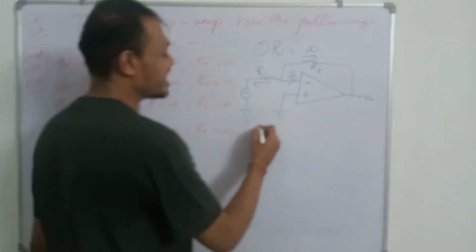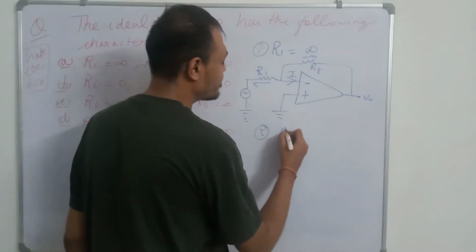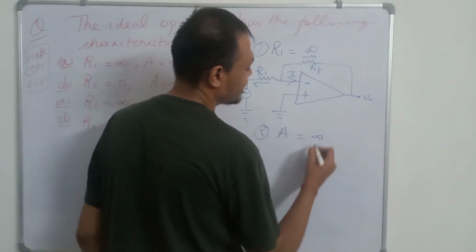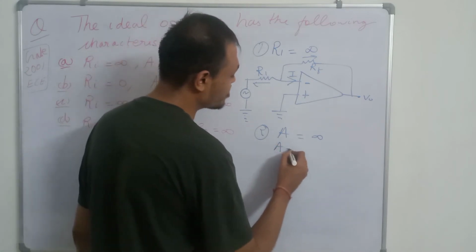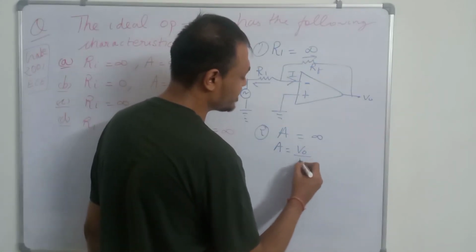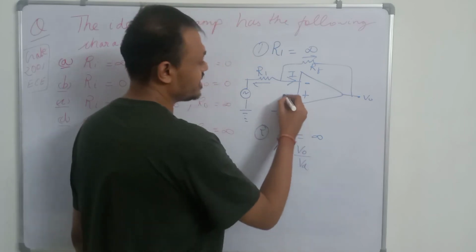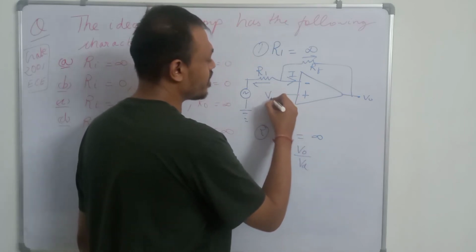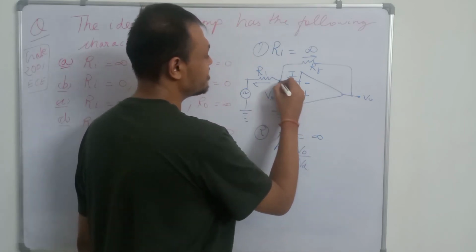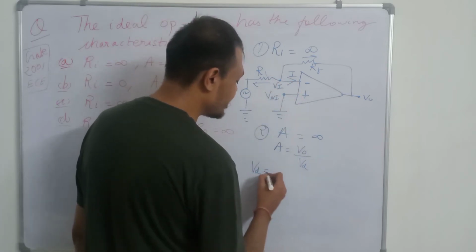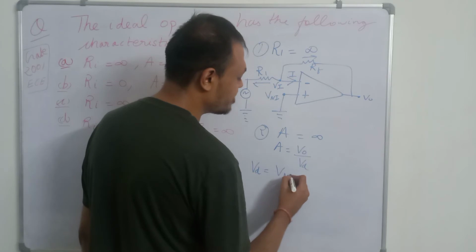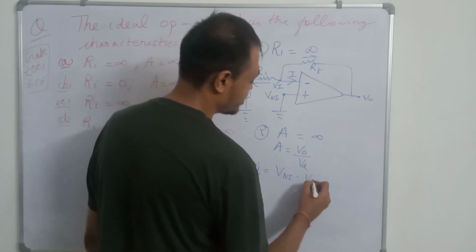Now the second point is that the gain of the ideal op-amp is infinite. The gain of the ideal op-amp is the ratio of output voltage to the difference voltage. If this is the voltage of the non-inverting terminal, and this is the voltage of the inverting terminal, then the difference voltage Vd is given by V non-inverting minus V inverting.